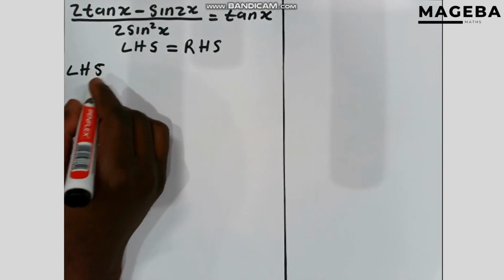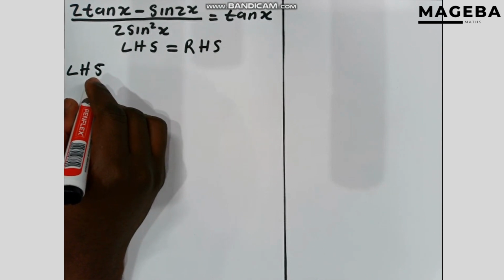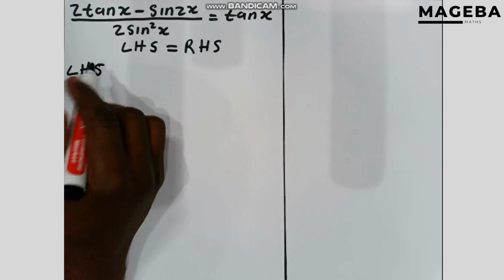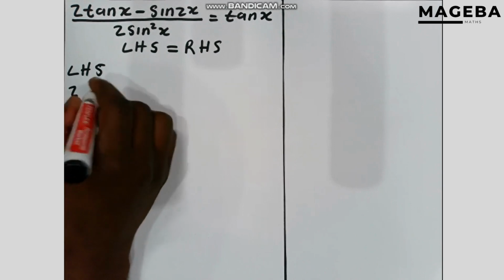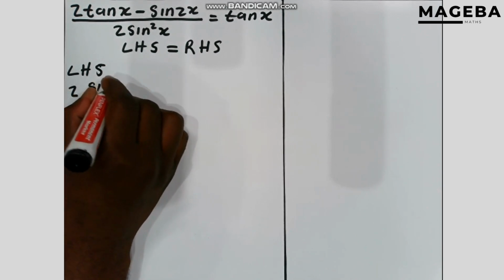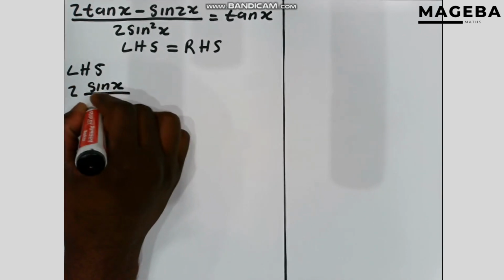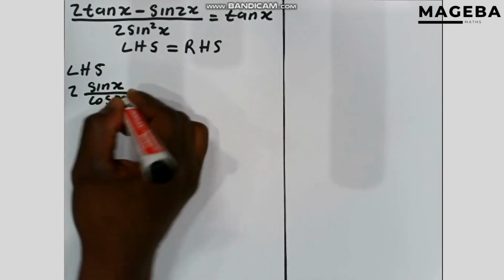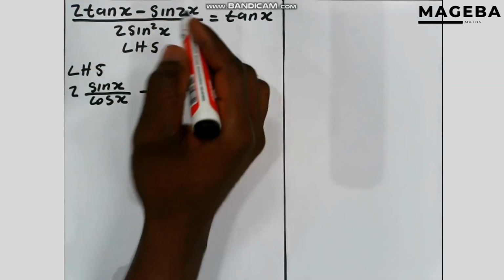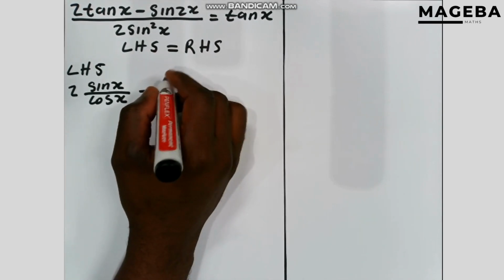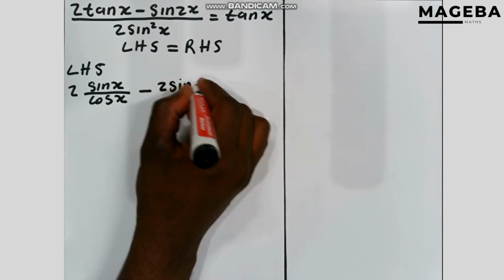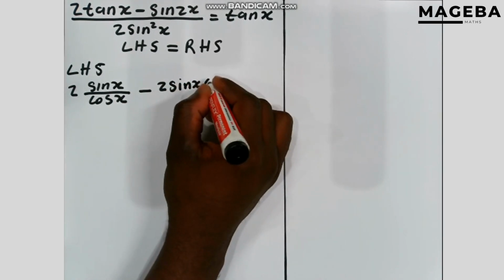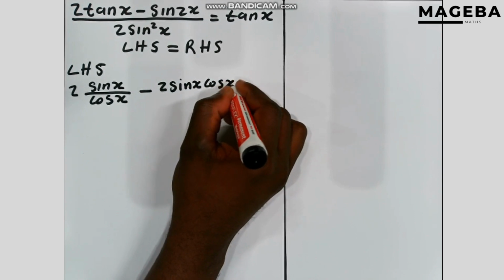So we have (2 tan x minus 2 minus sine 2x) all over 2 sine squared x. So we know this tan can change to be sine x all over cos x. We know that one, and we know this one is a double angle. What is that double angle? The double angle is 2 sine x cos x.